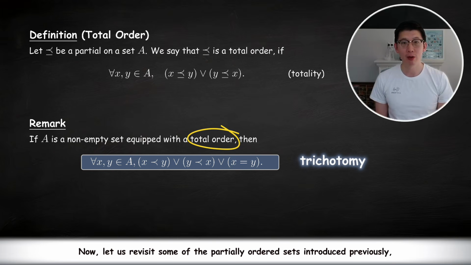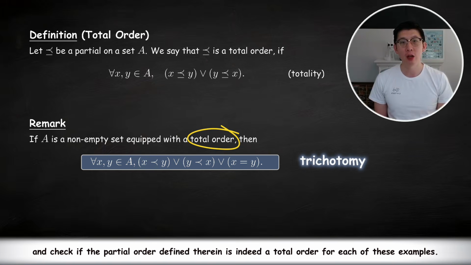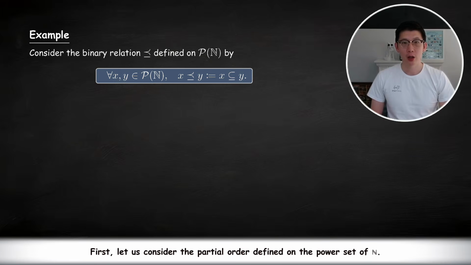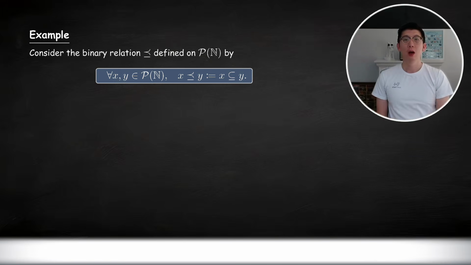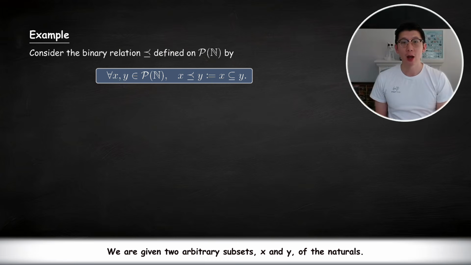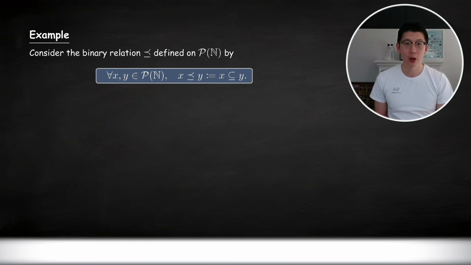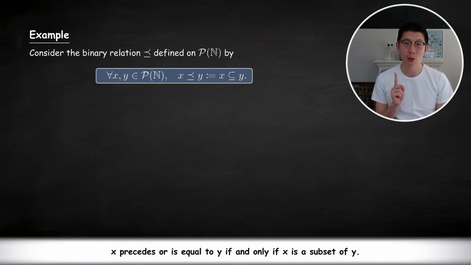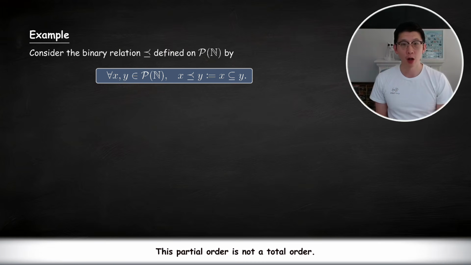Now, let us revisit some of the partially ordered sets introduced previously and check if the partial order defined therein is indeed a total order for each of these examples. First, let us consider the partial order defined on the power set of N. We're given two arbitrary subsets, x and y, of the naturals. x precedes or is equal to y if and only if x is a subset of y. This partial order is not a total order.